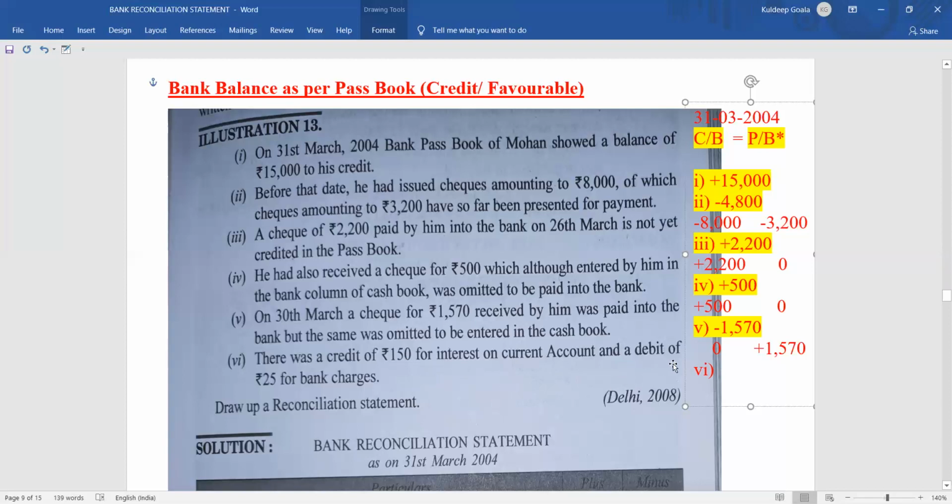Okay, and a debit of 25 of bank charges, and bank has deducted 25 rupees. That means bank has charged, means bank ne minus kaat liya paisa, 25 rupees bank se kaat liya. So 150, let's do the 150 first. So what will you do with 150? 150 has been given by the bank. That means bank has added 150 rupees. Okay, bank has added 150 rupees. Try to understand. If bank has added 150 rupees, that means what has happened?